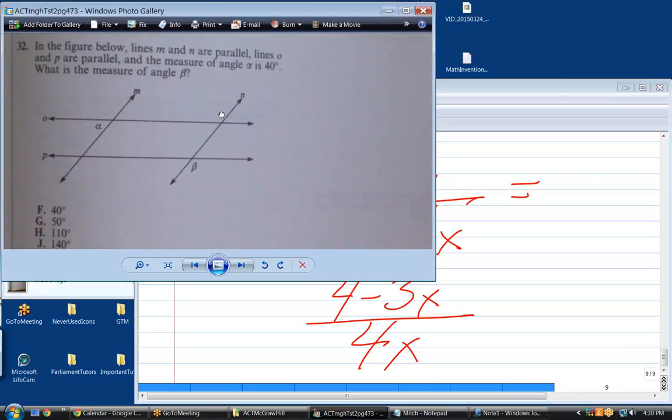Parallel lines, 430. What's that? Oh, it's 430. Thank you. I will make a note that we got through 31 on 473.